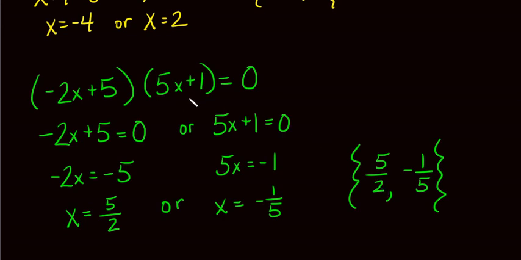Well, I could do the same thing with the other side. What would make 5x plus 1 equal to 0? Well, I set it equal to 0, and I solve for x, and I figure out that, hey, negative 1/5 would make it equal to 0. If you don't trust me, put it in there and see. And so I have two solutions to this problem, 5 halves and negative 1/5.